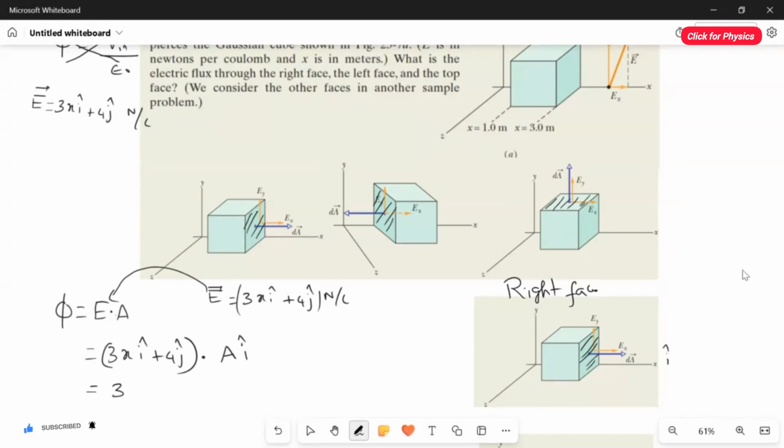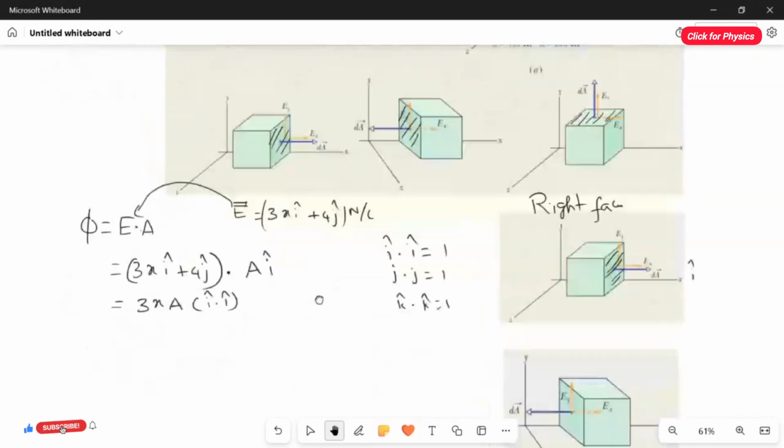So 3x multiplied by area, and we have to multiply i cap dot i cap. What's the value of i cap dot i cap? We studied i cap dot i cap equal to 1, j cap dot j cap equal to 1, k cap dot k cap equal to 1. So here we are just going to consider only i cap dot i cap, which is equal to 1. So now i dot i becomes 1.